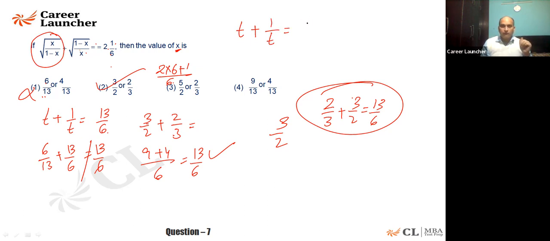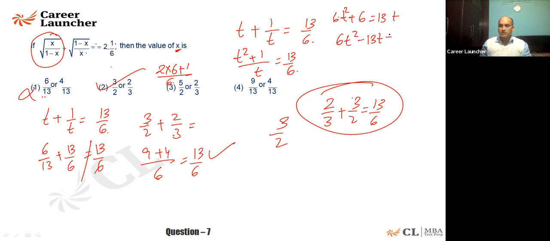This is the reciprocal of it, which comes out to be 13/6. Solving it, t square plus 1 by t is equal to 13/6. Now, what I do is 6t square plus 6 is equal to 13t. I'll say 6t square minus 13t plus 6 is equal to 0.